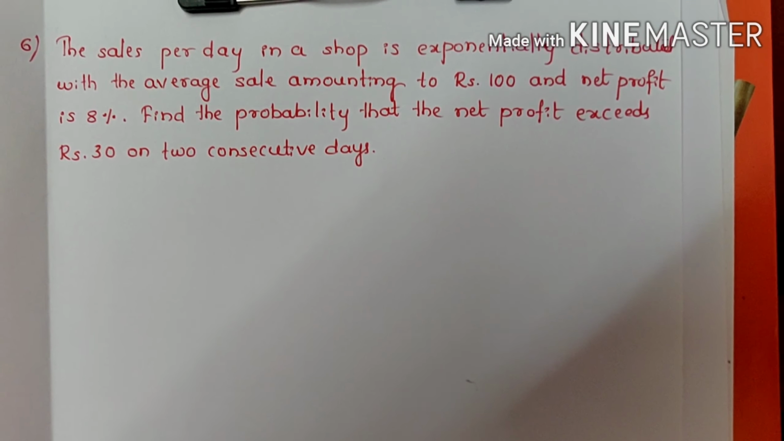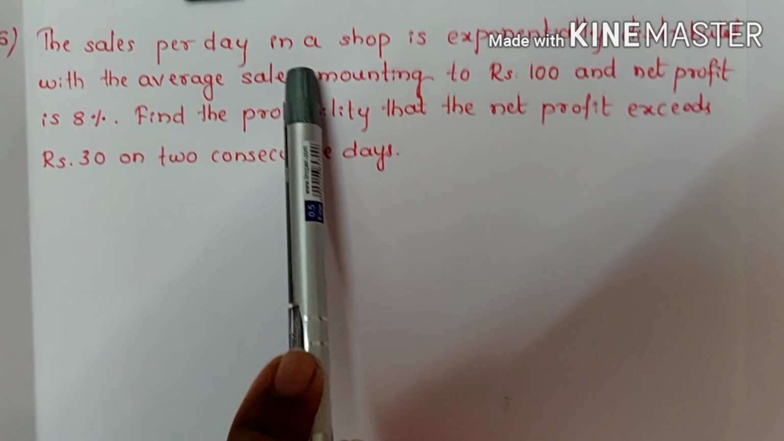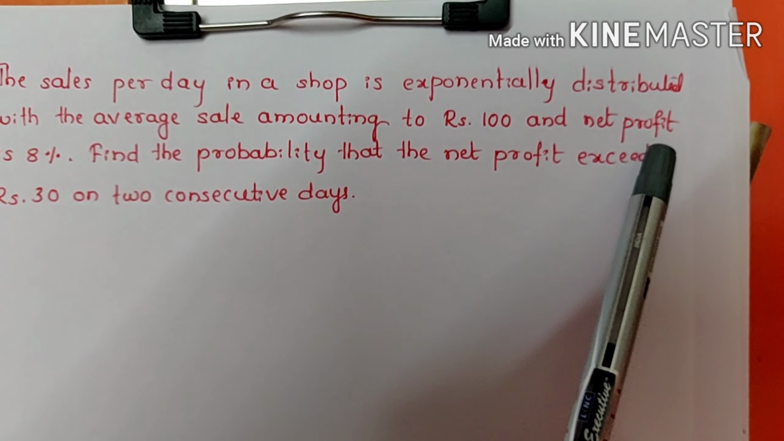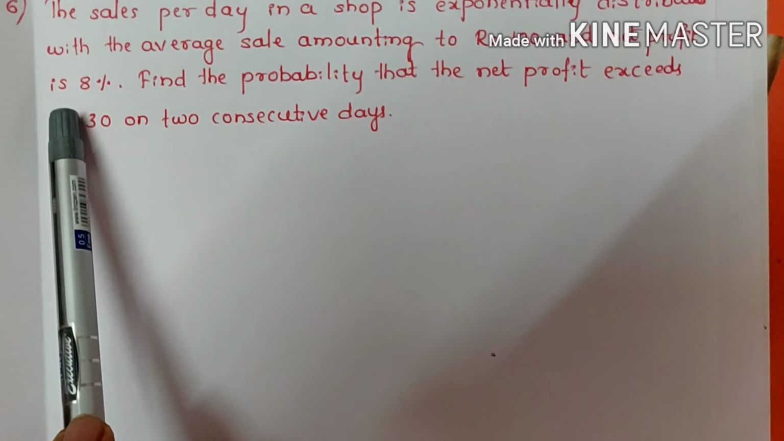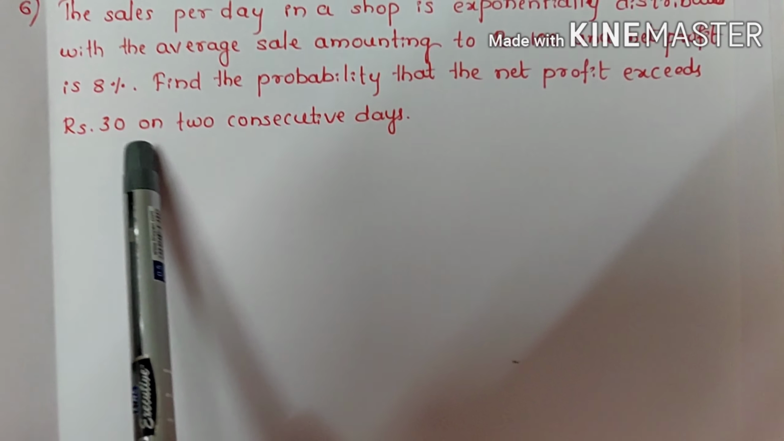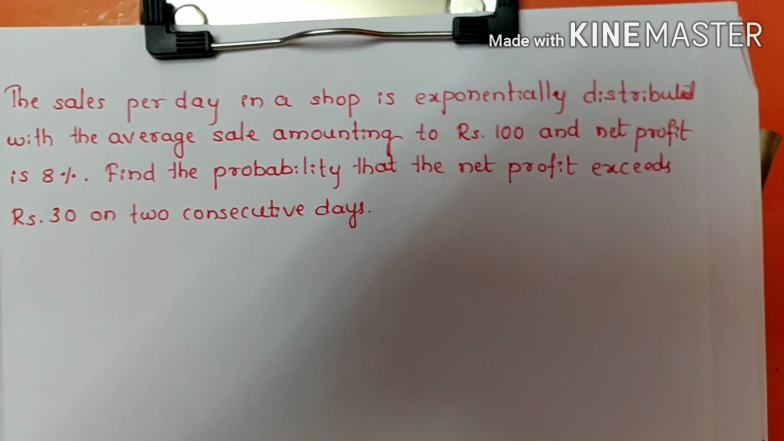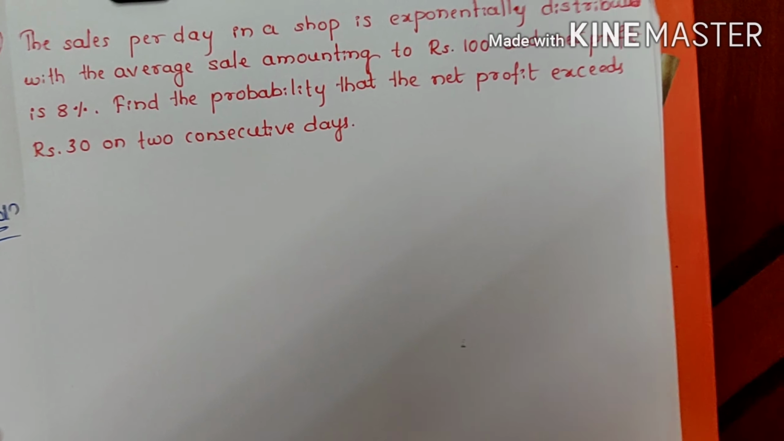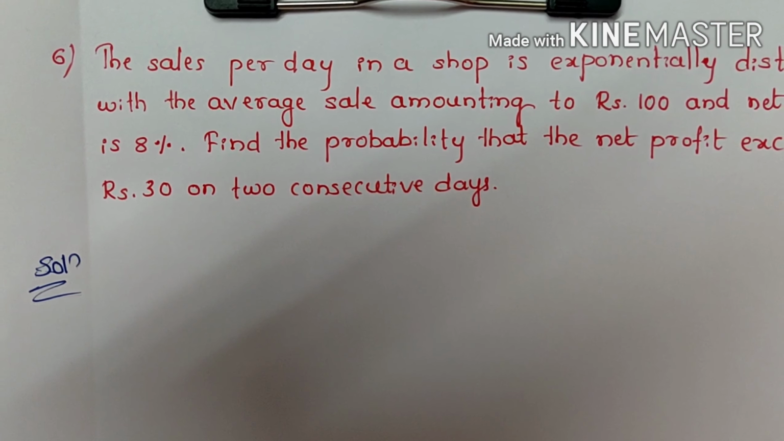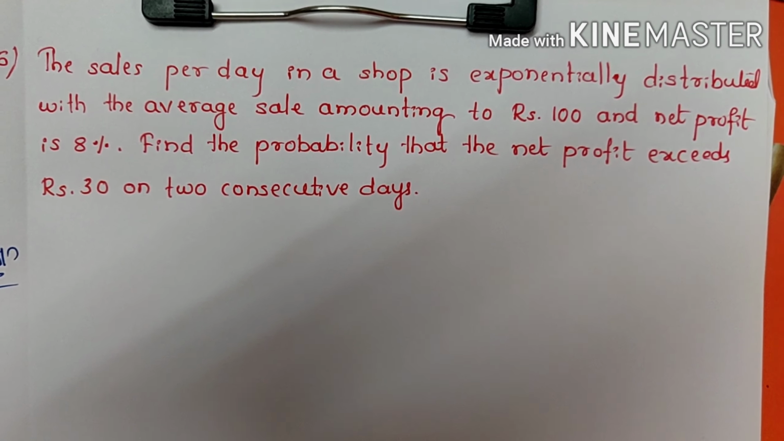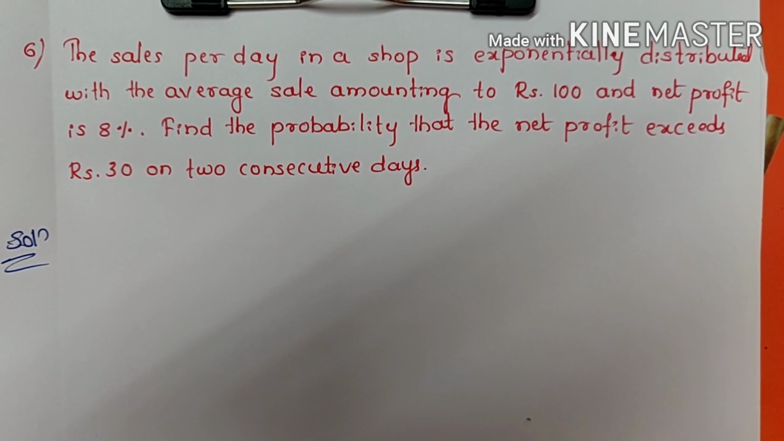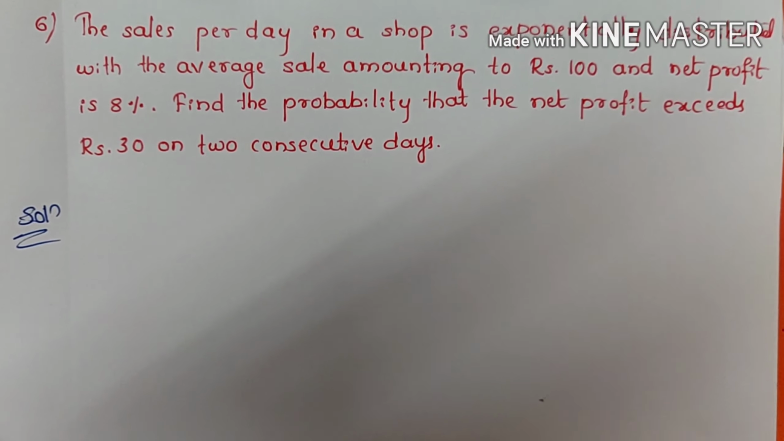Next example. The sales per day in a shop is exponentially distributed with the average sale amounting to rupees 100 and net profit is 8%. Find the probability that the net profit exceeds rupees 30 on 2 consecutive days. Solution. The sales per day in a shop is exponentially distributed with the average sale amounting to rupees 100. Net profit will be 8%. We need to find the probability that the net profit exceeds rupees 30 on 2 consecutive days. For each of the 2 consecutive days, the net profit should exceed 30 rupees.